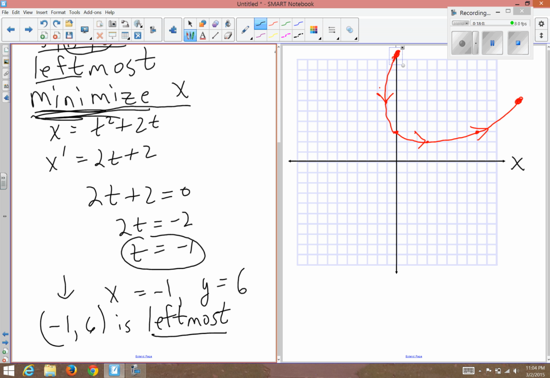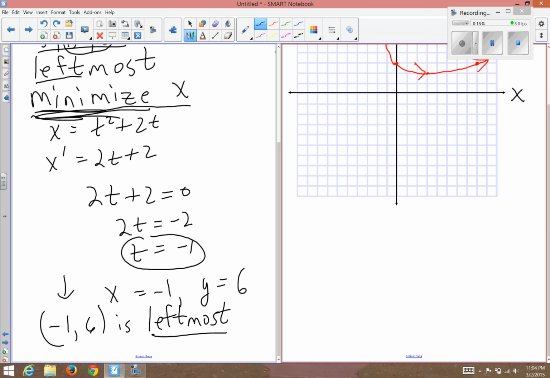Part C says to justify this. And here's how we justify on the AP Calculus exam. Justify that something is a minimum by doing this. We have x, which is the thing we want to be the smallest, x prime, and t.